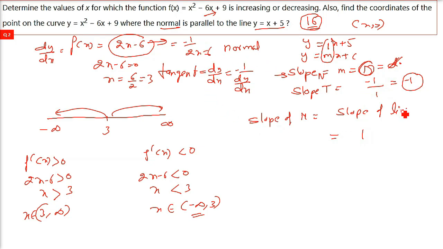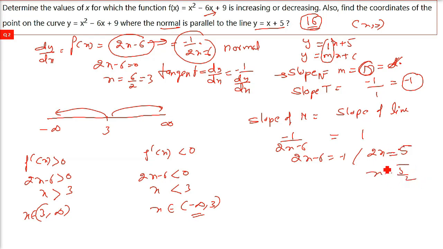Slope of the normal is what? Minus 1 divided by 2x minus 6, as I said. It will be minus 1 by dy by dx, and dy by dx is 2x minus 6. So negative 1 by 2x minus 6 is equal to 1. So 2x minus 6 is equal to negative 1, just multiply here. So 2x will be 5, x is equal to 5 by 2.